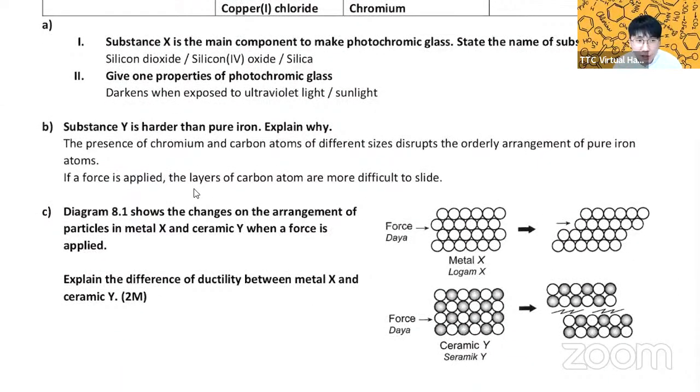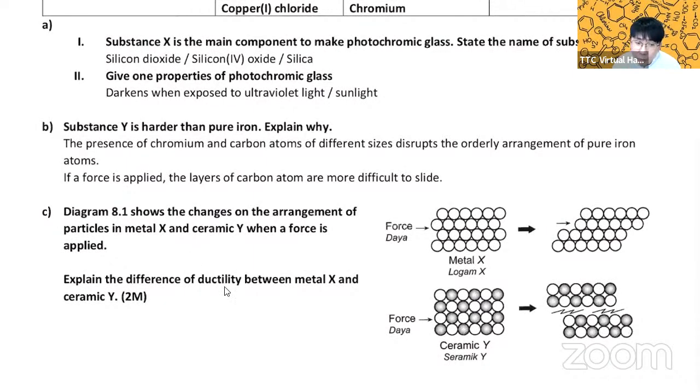Okay, then after the alloy, we have some pictures here, some drawings here. When you apply force to metal X, apply force to ceramic Y. So when you apply force to metal, the layers just slide. But if you apply force to ceramic, they don't slide, they split, they crack. So explain the difference of ductility between metal X and ceramic Y.